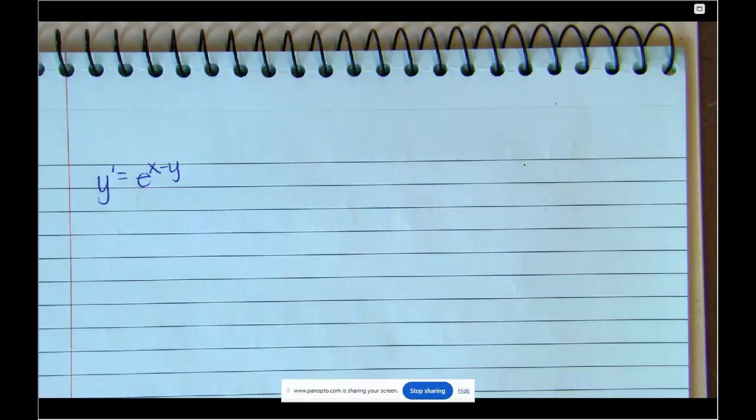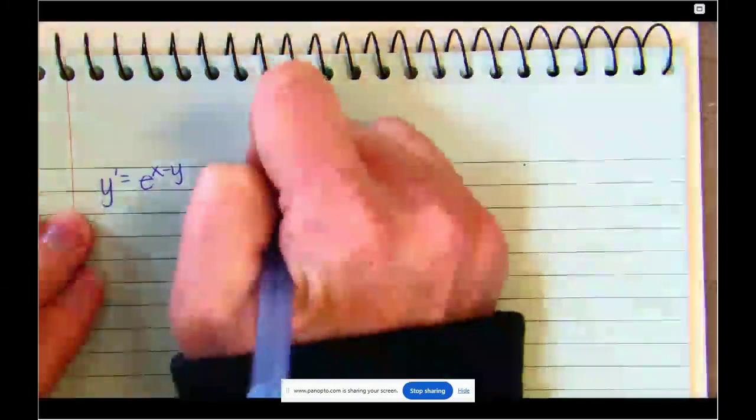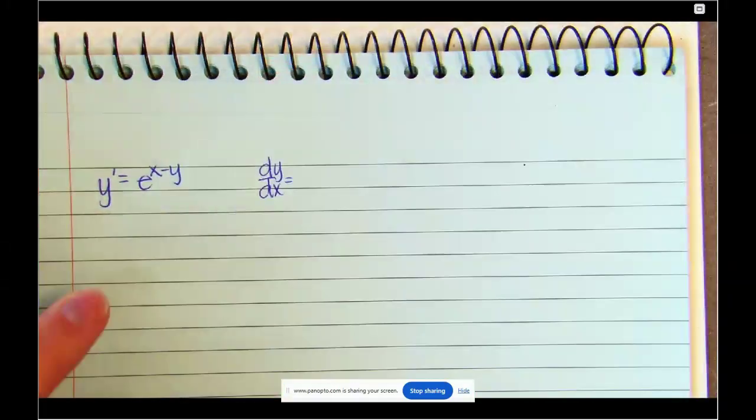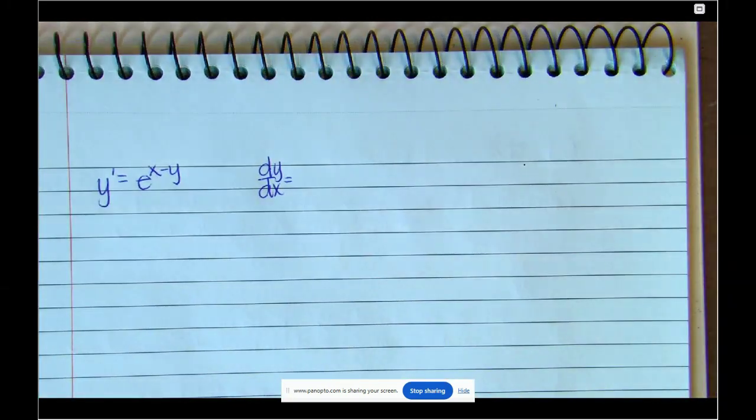dy dx, that's equivalent to y prime. So when you see y prime, do not panic. In this case, just swap it out. It's dy dx. Now, what's the deal with this guy?